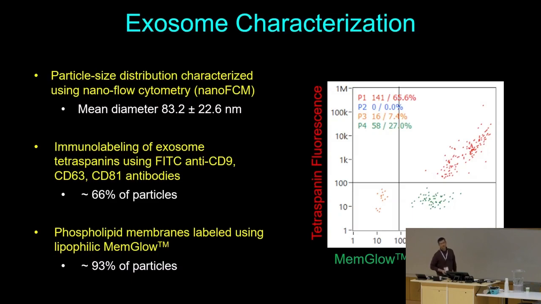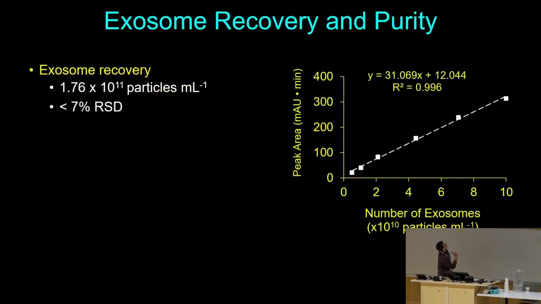So about 66% of the particles we believe to be exosomes, and of that fraction collected from the 2D, 93% of those were indeed vesicles. To determine exosome recovery and purity, we generated a response curve by injecting serial dilutions of CHO-derived exosome standard, and determined that in the 2D fraction, we had about 1.76 times 10 to the 11 particles per milliliter, with a relative standard deviation between triplicates of less than 7%.